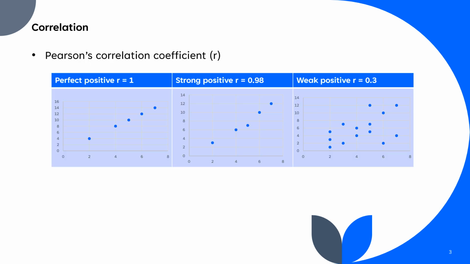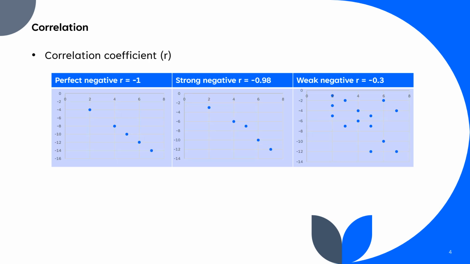So here's a couple of examples. There's an example of a perfect positive where R equals 1. You can see all the dots are in a row. If R equals 0.98, it's pretty close to a straight line, but there's some variation. But you can tell it's definitely positive and it's very high correlation between the two variables. And a weak positive, this one you can just tell it's actually in a positive direction. But the R value, the Pearson's correlation, is 0.3. We're going to have a look later at how you work that out on a calculator.